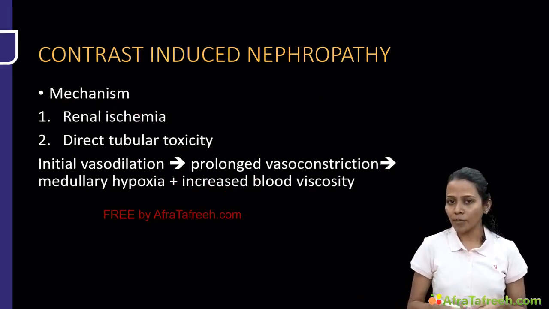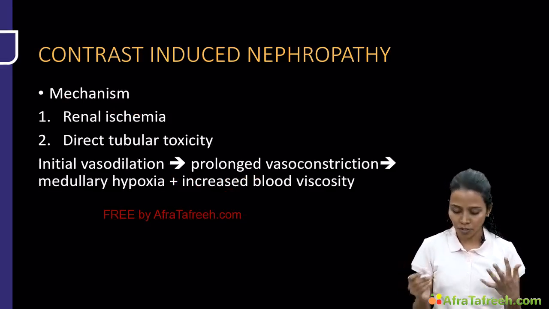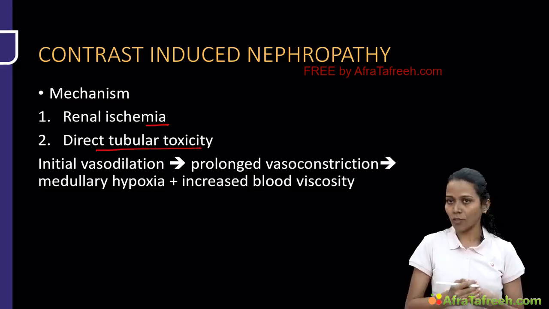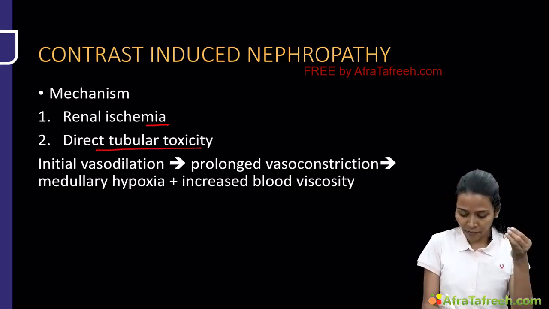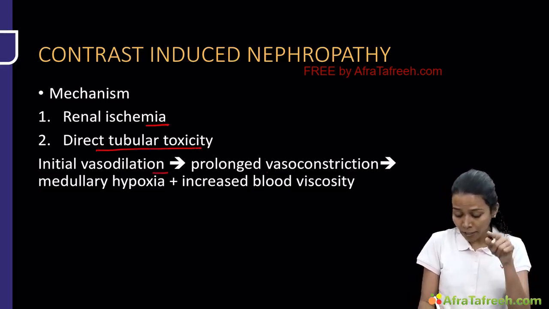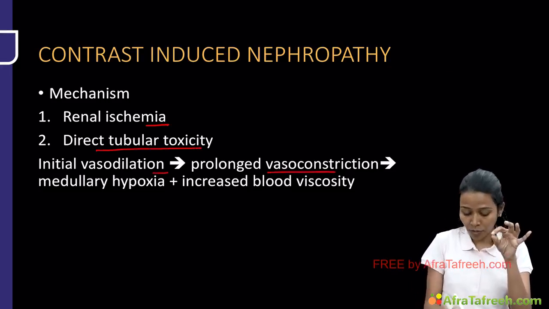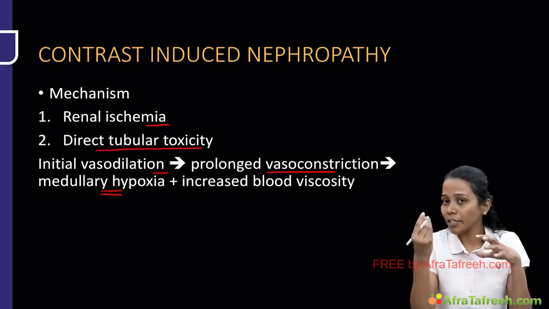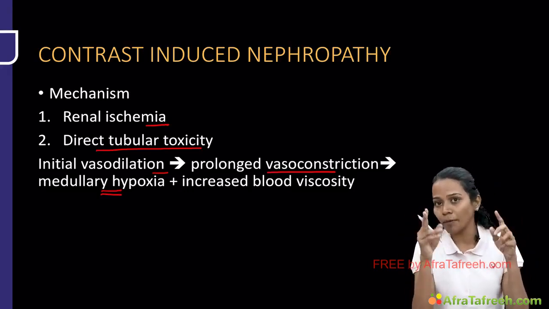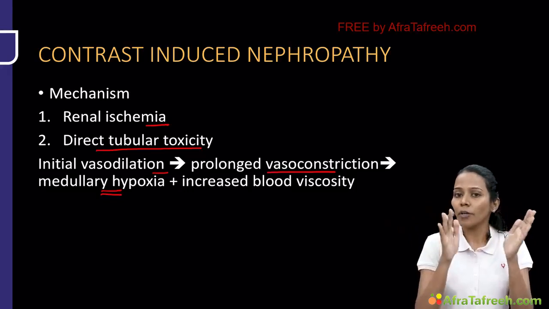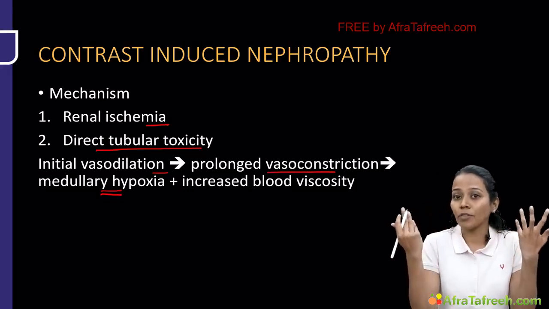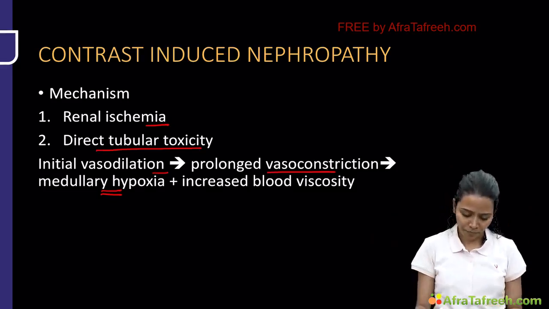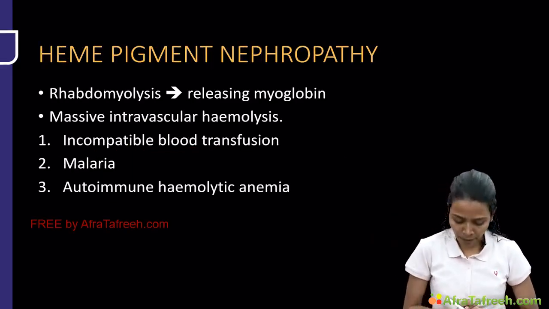Okay. Mechanism is there is afferent arteriolar vasoconstriction causing renal ischemia. There's also direct tubular toxicity. So what happens is there's initial vasodilatation and after that prolonged vasoconstriction causing medullary hypoxia. Plus this contrast in the blood is going to increase the viscosity of blood, slowing the blood flow in all these areas. So because of all these reasons, the medullary hypoxia is going to worsen and there is going to be acute kidney injury.